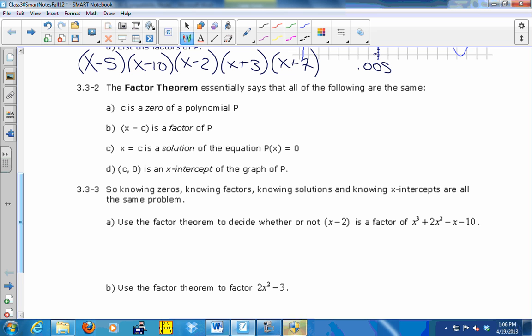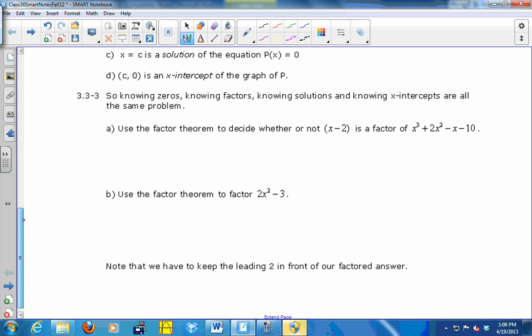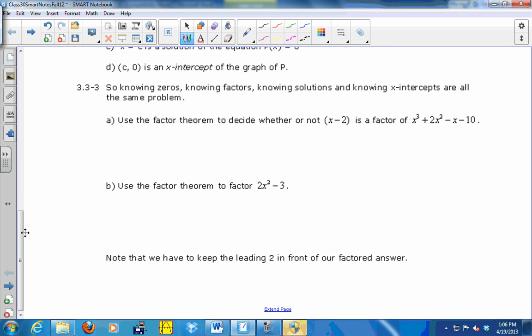So yeah, it says that all of these are the same: if you know that C is a 0, you know x minus C is a factor. If you know x minus C is a factor, you know C is a 0. So it can go in either direction. If you know x equals C is a solution, you know C is a 0 and x minus C is a factor, etc. So knowing zeros, factors, solutions, and x-intercepts are all knowing the same thing. So I want to use the factor theorem to decide if x minus 2 is a factor of that cubic polynomial.